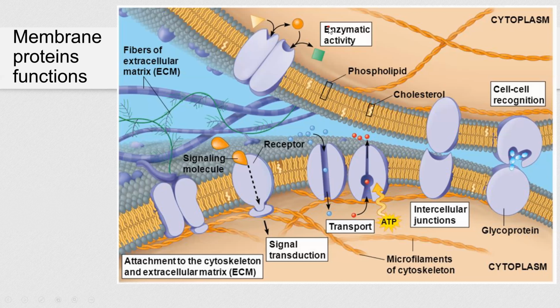And one more function, enzymatic function. So some proteins, membrane proteins, can be enzymes, right? They have this active site, and a substrate can fit in this active site, and the enzyme will initiate and speed up a chemical reaction. So you can see that membrane proteins have very important functions, right? Again: attachment, signal transduction, transport, junction, cell-to-cell recognition, and enzymatic activity.